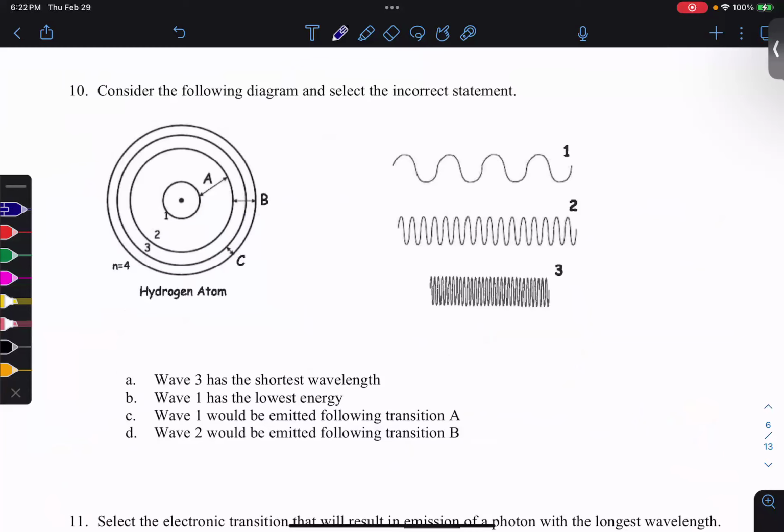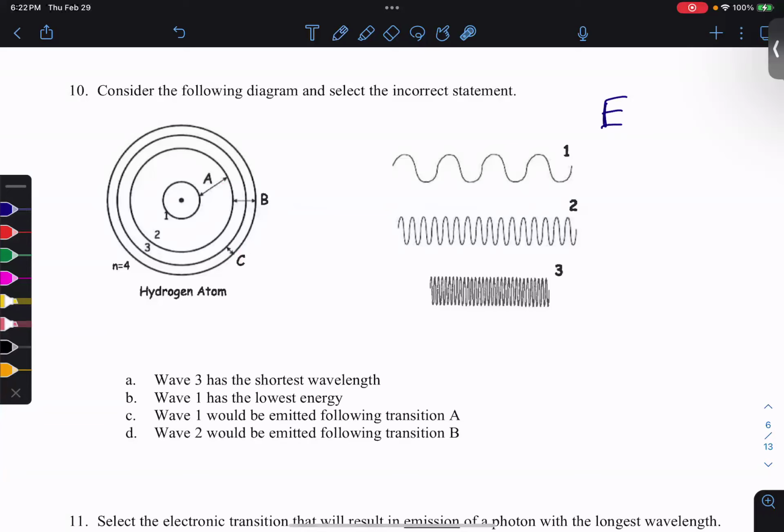Oh wait, yeah, the incorrect one. Okay, so we have 3 waves and we have 3 transitions. Let's just match the waves with the transitions. All right, so these waves, let's rank them in terms of energy. Why do I want to rank them in terms of energy? What's the point of that?